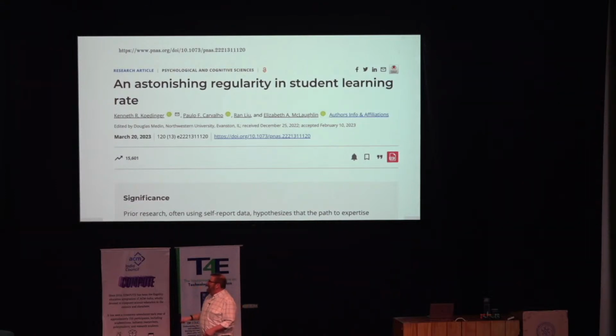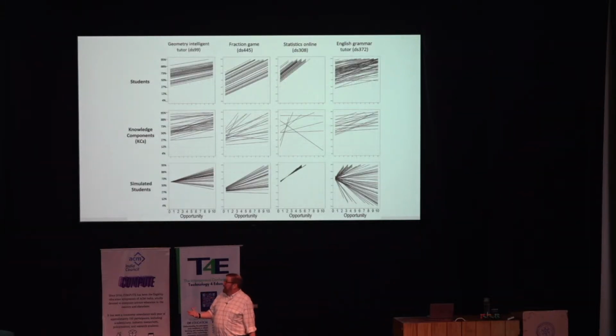This was published in PNAS, which is pretty high end, and they were asking whether "astonished" was a good word. But I told them, yes, I am astonished by this data. What they did is they took a bunch of DataShop data, and they looked at the learning rate of students and the learning rate of the knowledge components, and then they had these simulated students to see where they had predicted.